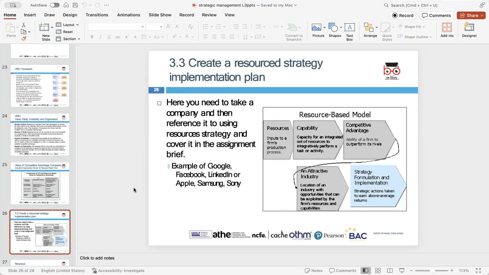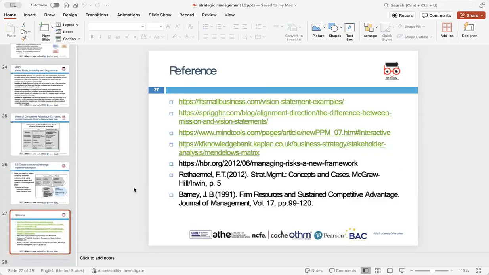So, developing a strategy involves aligning the firm's resources with market opportunities to achieve above-average returns. The firm must create a plan that maximizes the use of its unique assets and capabilities while addressing the external environment and industry dynamics. Here are some references, and you can also get materials on your learning management system.